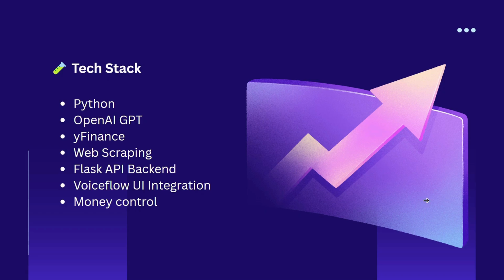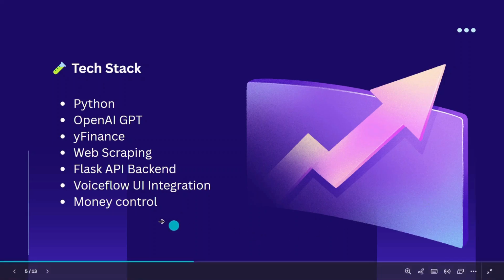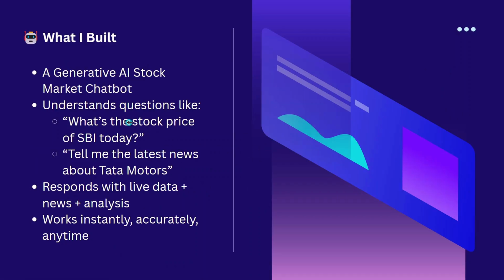So I built this generative AI powered stock market chatbot using Python, GPT from OpenAI, yfinance, some web scraping, and Flask for the API. It's smart enough to understand your questions, like, what is the stock price of SBI today? Tell me the latest news about Tata Motors. And then it replies with all live stock data and real-time news, all in a single response.